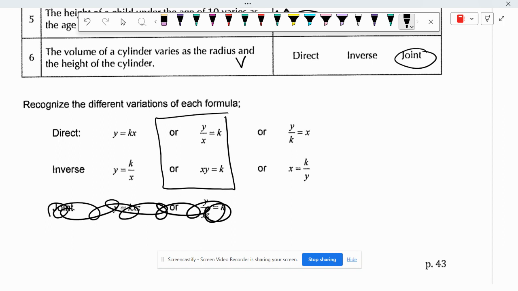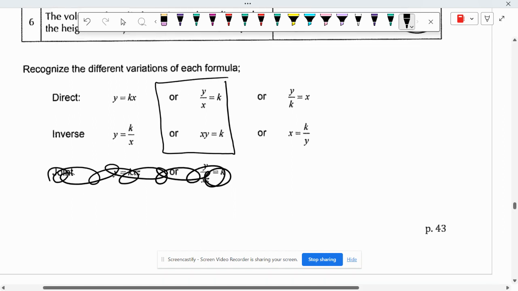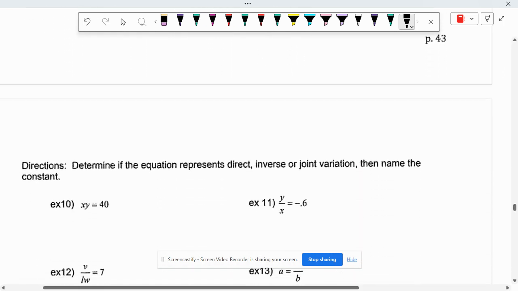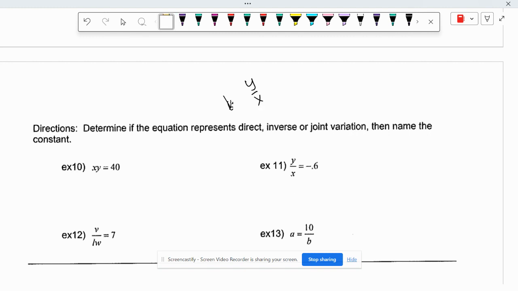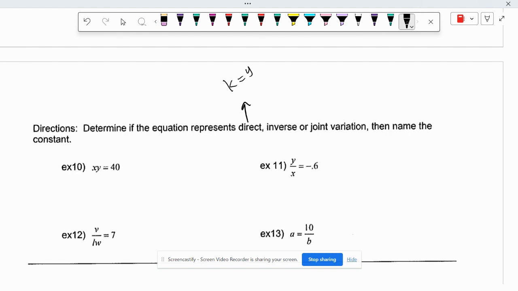So we have 3 more examples. One of them is joint. So really 4 more examples and then 2 word problems. So determine if the equation represents direct variation. Remember that's K equals Y over X. That's your direct. Inverse, K equals X times Y. And joint variation, we're not doing that.